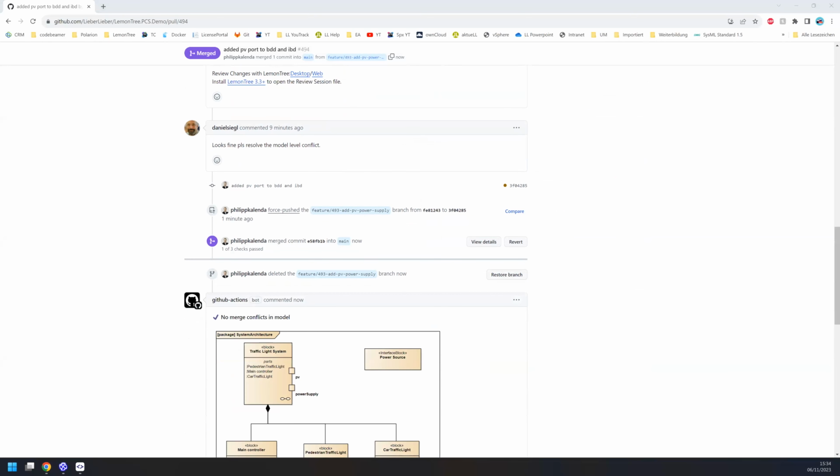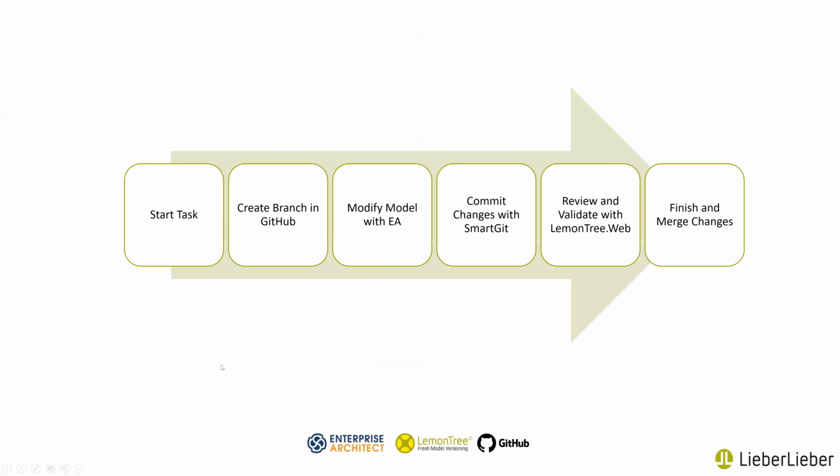And now just to recap what we did. The initiator for this was a task, a change request, an issue report, so no changes are done without any of these triggers. This led to the creation of a branch in GitHub. And based on this branch, the model was changed with Enterprise Architect, and changes were pushed to the Git server.